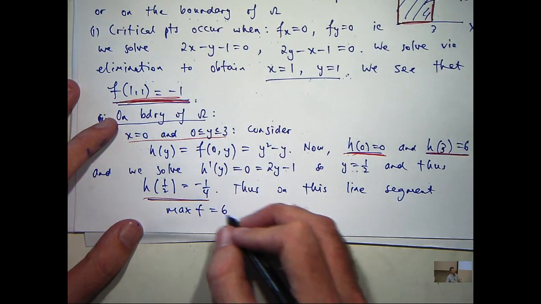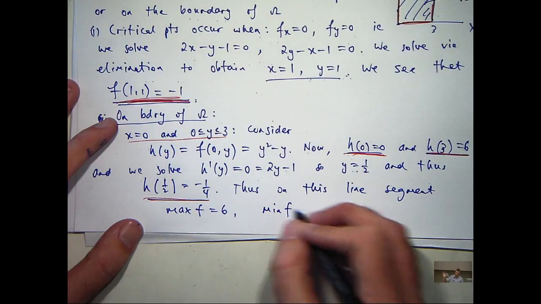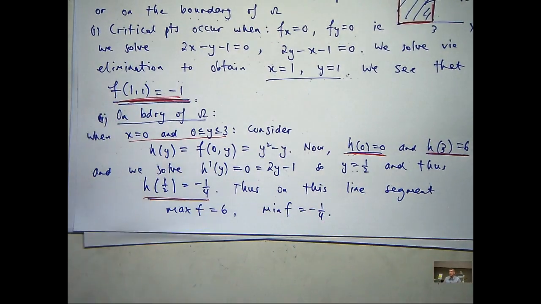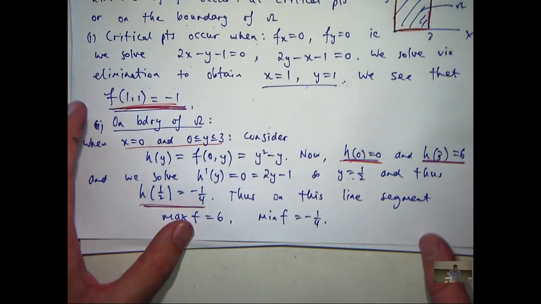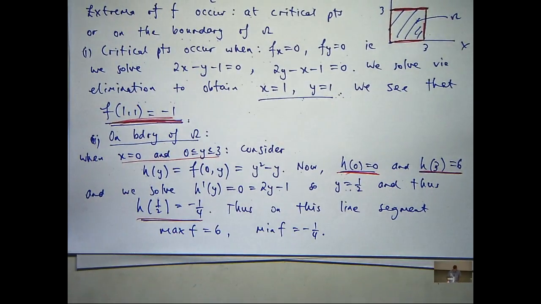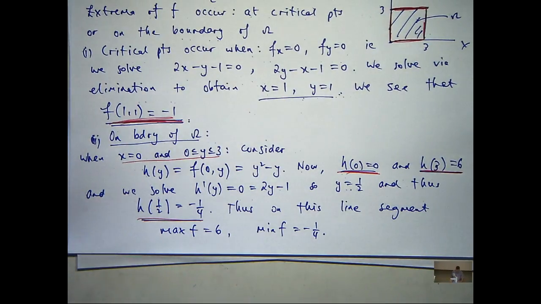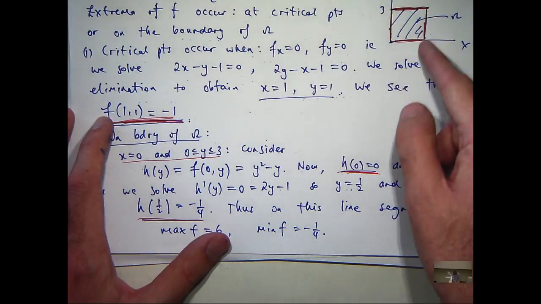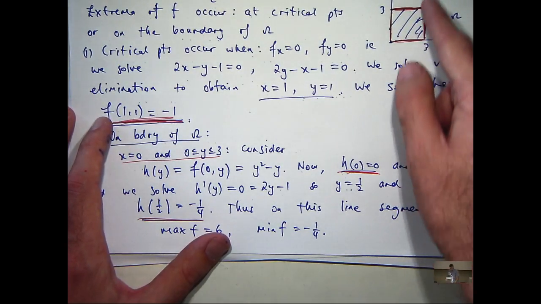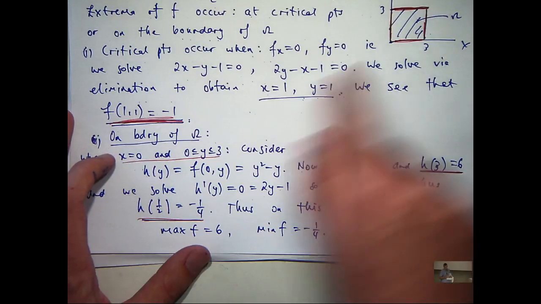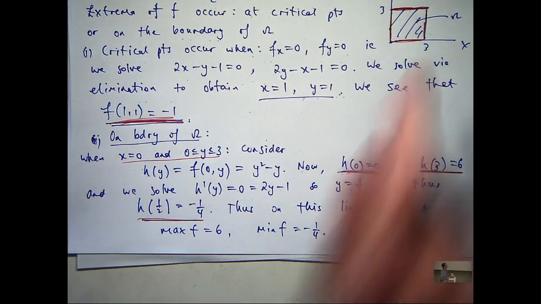So the maximum of f is 6, and the minimum of f is minus 1/4. Okay, this is just on the line segment. I'm not saying anything else. Okay, let's choose a different line segment. In my solution, I've chosen this one here. So what would the restriction there be? It'd be x equals 3, y is between 0 and 3, right?